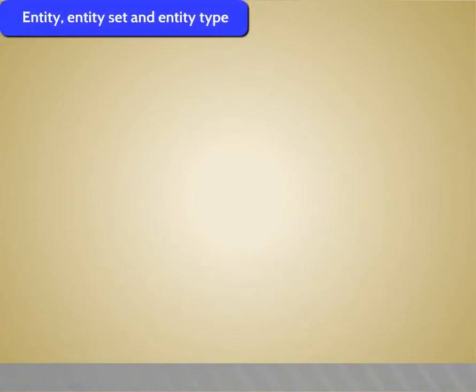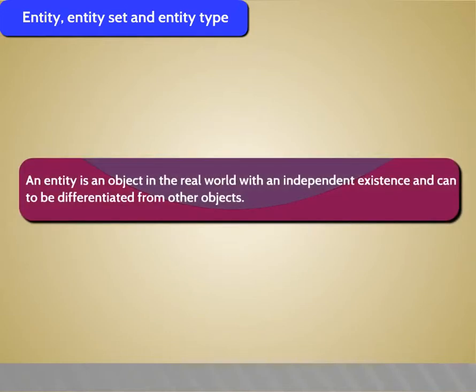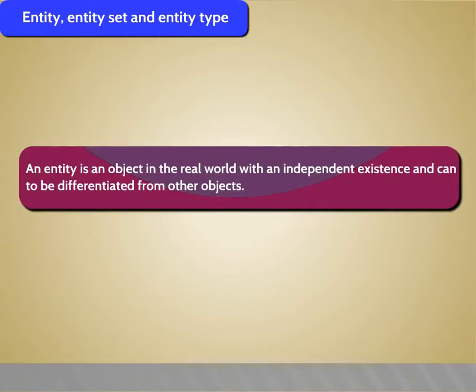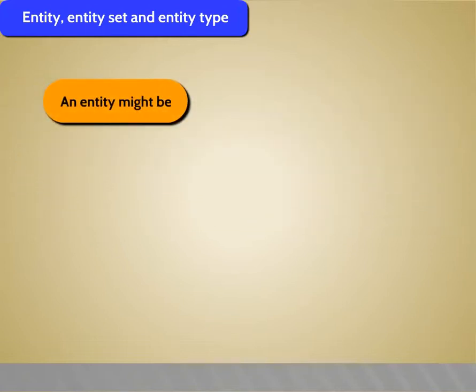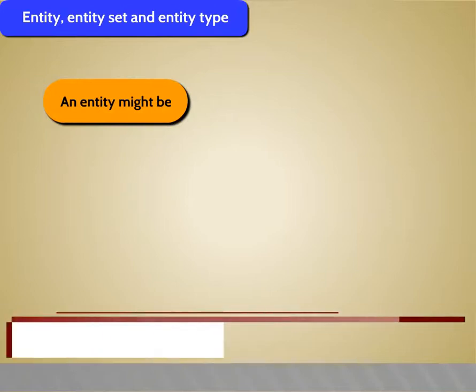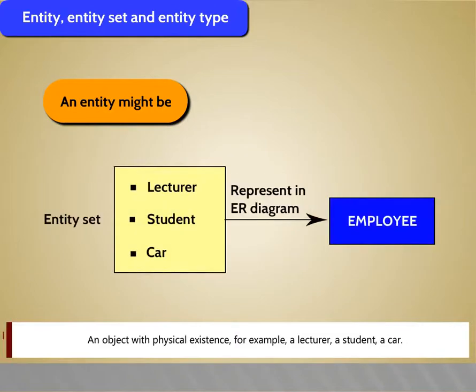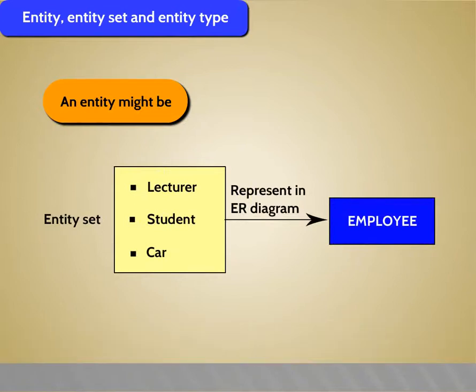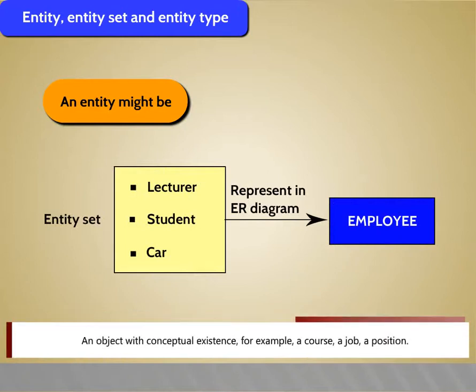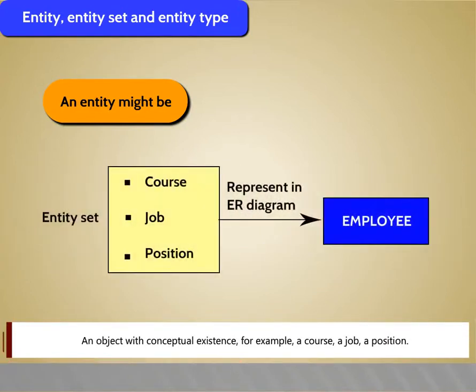Entity, entity set, and entity type. An entity is an object in the real world with an independent existence and can be differentiated from other objects. An entity might be an object with physical existence, for example, a lecturer, a student, a car. Or an object with conceptual existence, for example, a course, a job, a position.